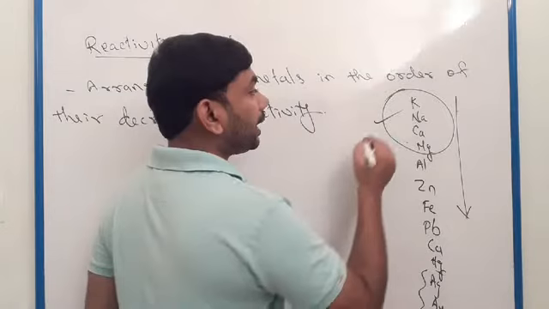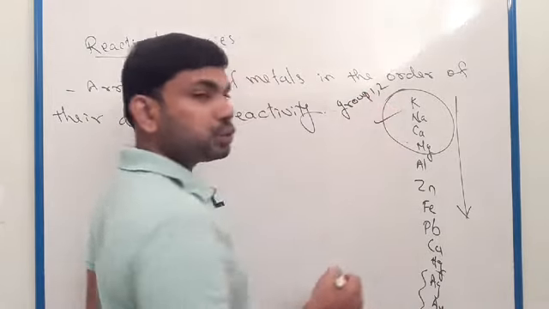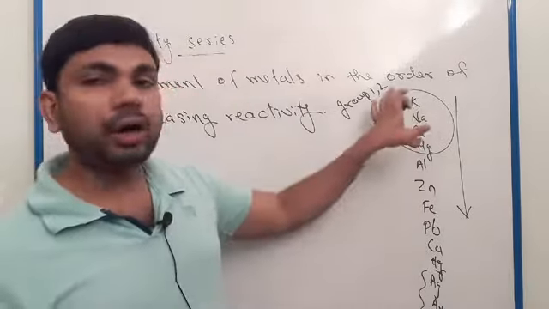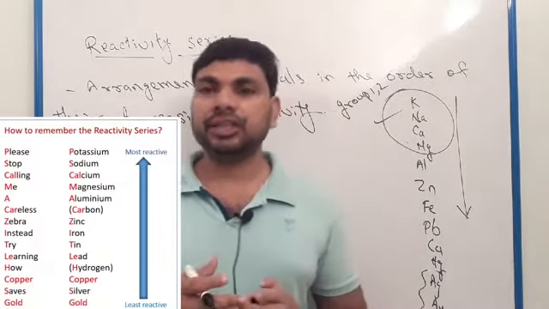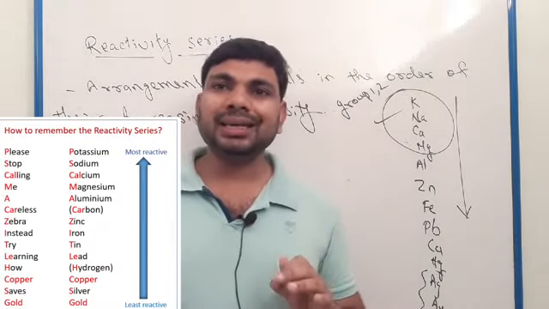Generally group 1 and group 2 metals come on the top. In the periodic table, group 1 and group 2 metals come on the top of the reactivity series and they are highly reactive. For example, sodium, potassium, calcium, magnesium.